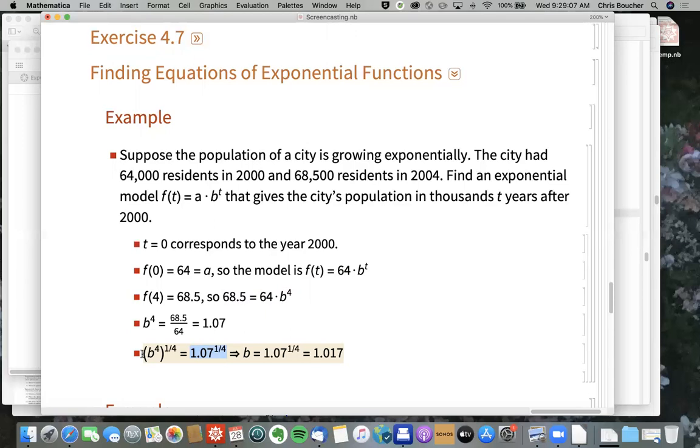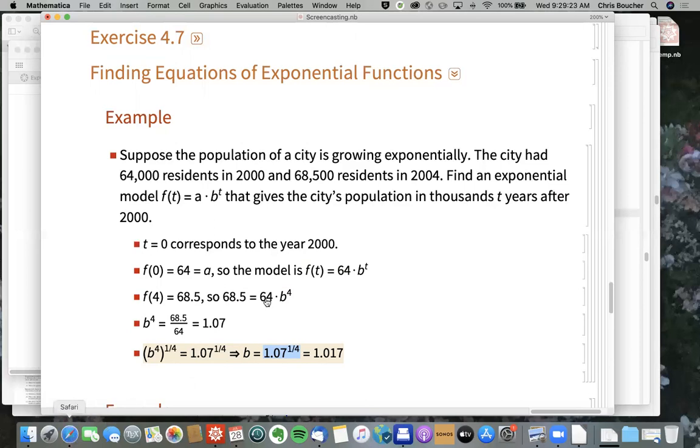The advantage of this is that when you raise a power to a power, like on the left, you multiply the exponents. 4 times 1/4 is 1. So I just get b, which is what I wanted. I wanted to solve for b. And then you get this thing, which looks kind of complicated on the right, but we can just do that on our calculator.